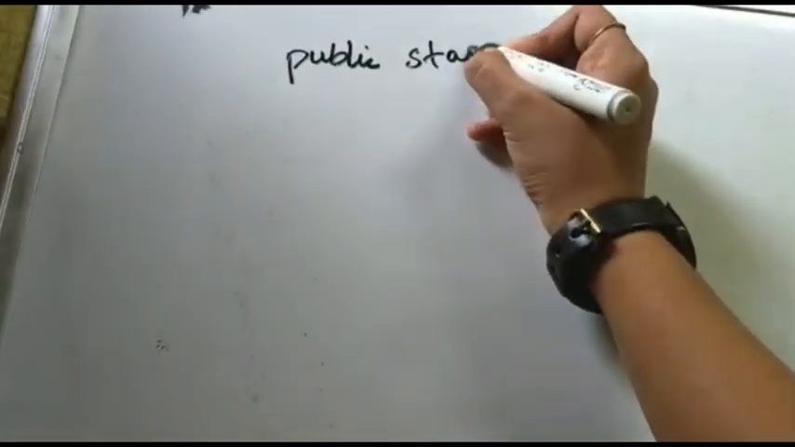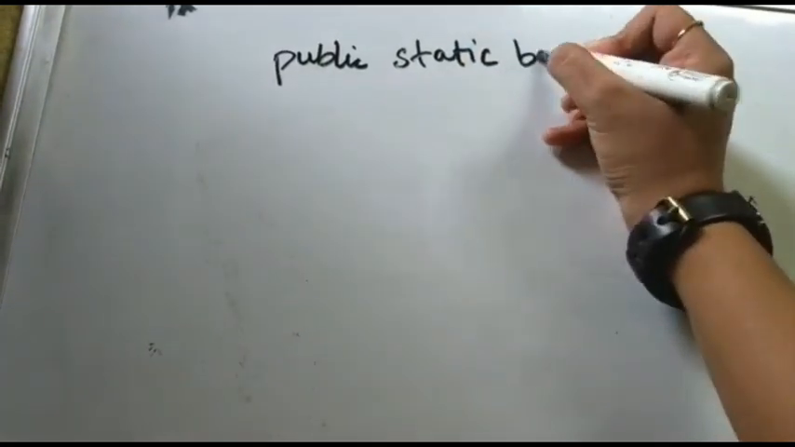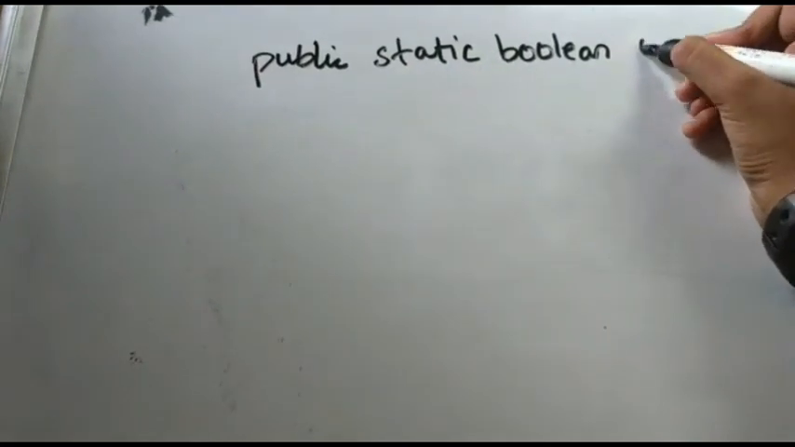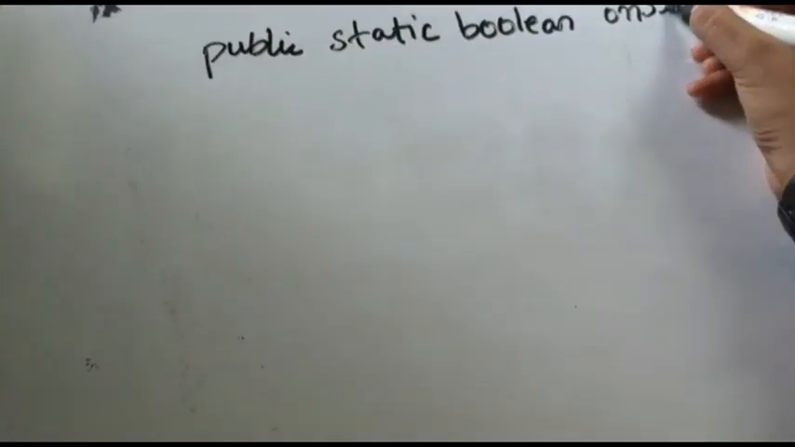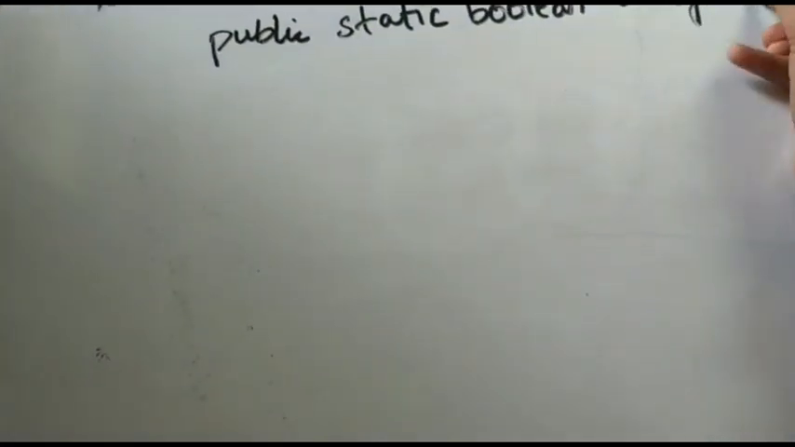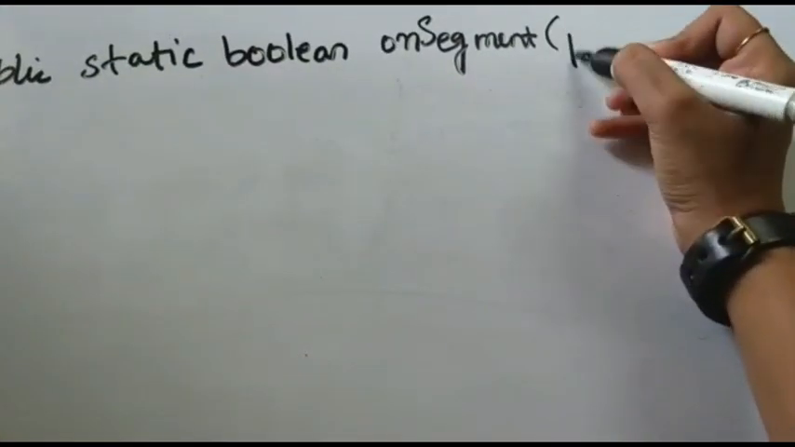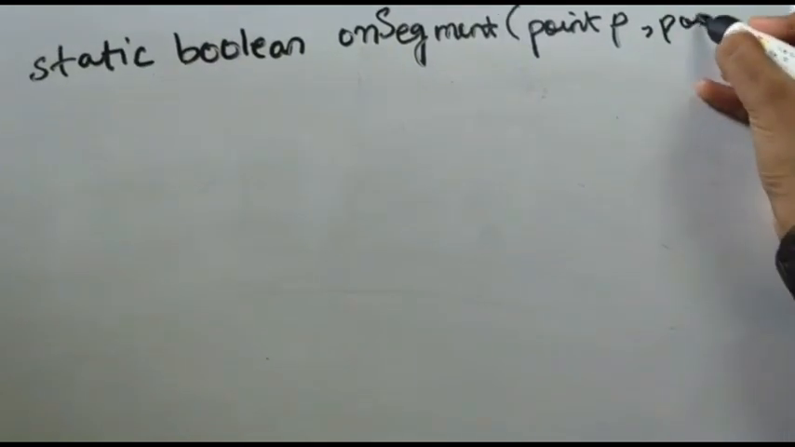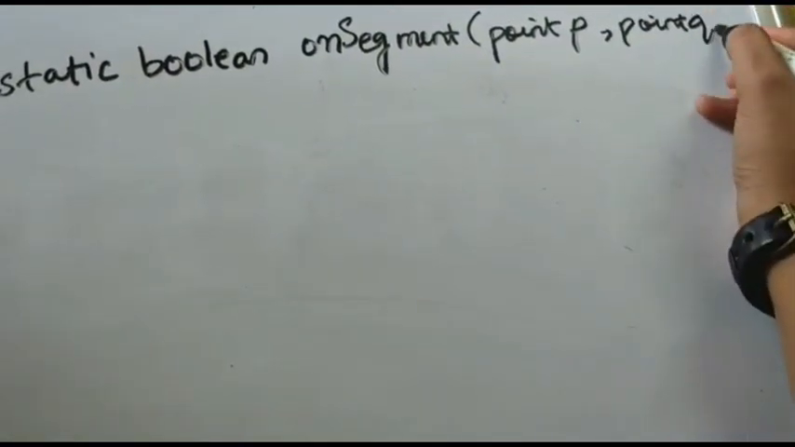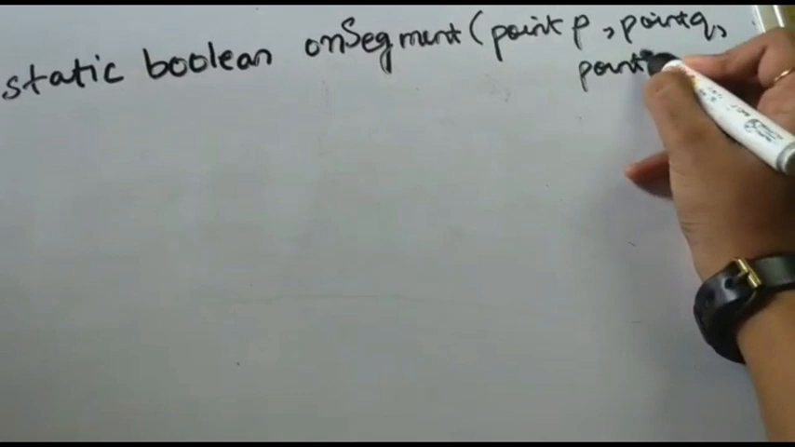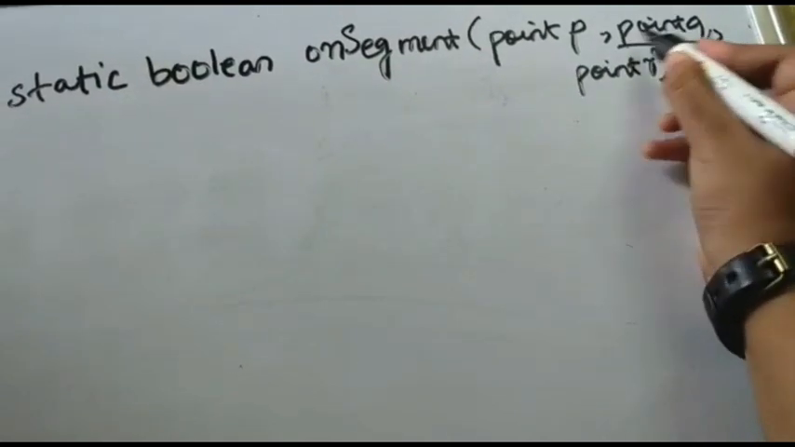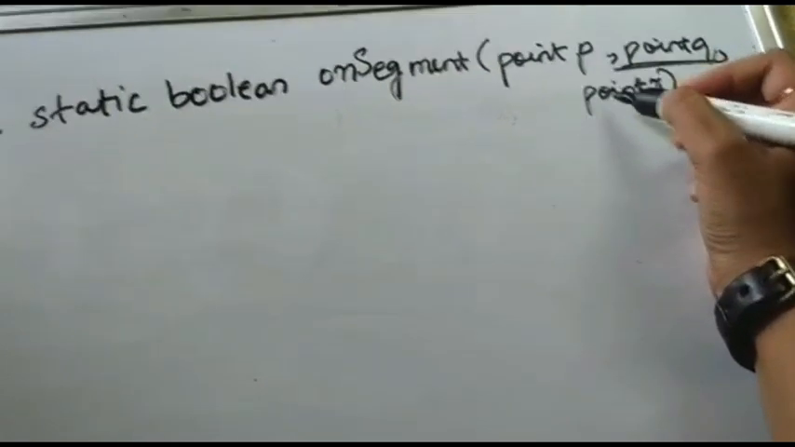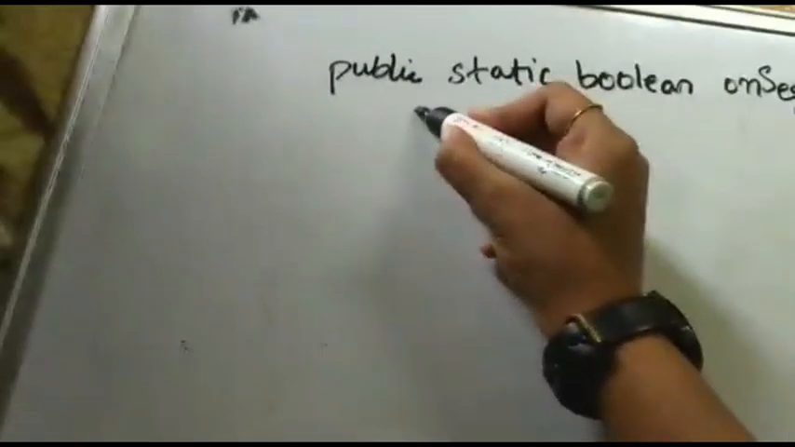So let us say that I'm using public static, the return type is boolean, and the name of our function is onSegment. And I'm going to take three variables, each with data type Point: Point P, Point Q and Point R, because we have to find out whether this middle point Q lies within these two points. So how do we find out?